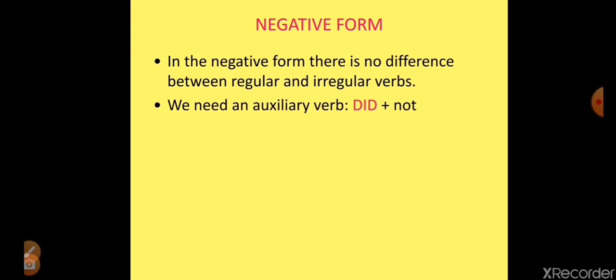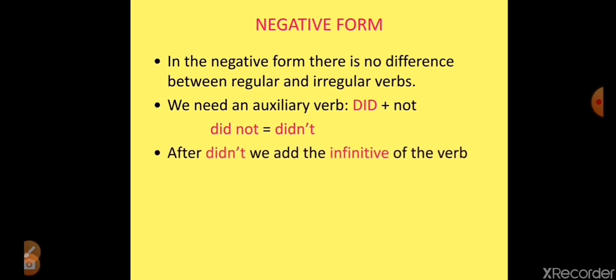We need an auxiliary verb, did. Of course, this is used with all the main verbs, not with verb to be, for example. Verb to be, was and were, you only add not in the negative. But when we talk about main verbs, we need an auxiliary verb. The auxiliary verb that helps past simple in this case is did. And after did, we put not, and after that, we put the infinitive of the verb. The short form of did not is didn't. Then, after didn't, we put the infinitive of the verb.